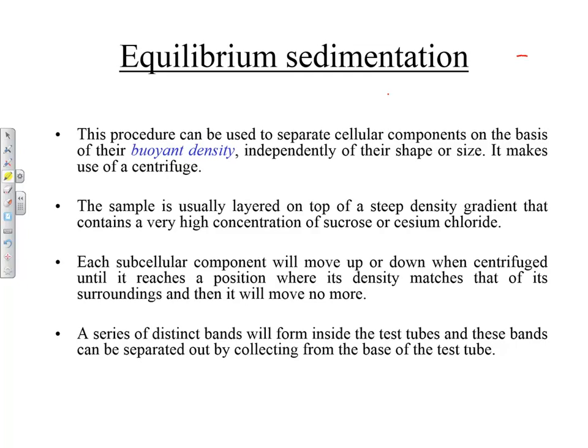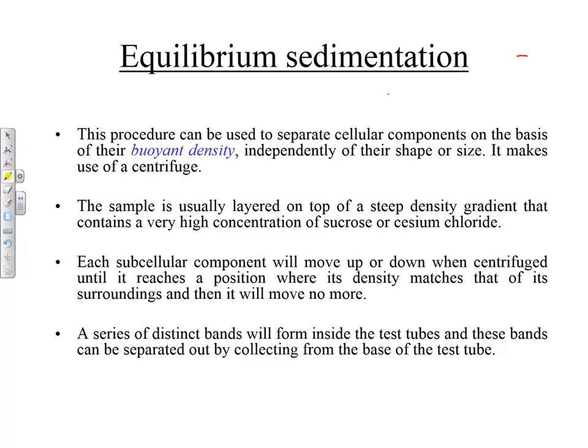Another procedure is called equilibrium sedimentation. This procedure can be used to separate cellular components on the basis of what is called their buoyant density, independently of the shape or size. And this makes use of a centrifuge. The sample is usually going to be layered on top of a steep density gradient that contains a very high concentration of sucrose or cesium chloride.